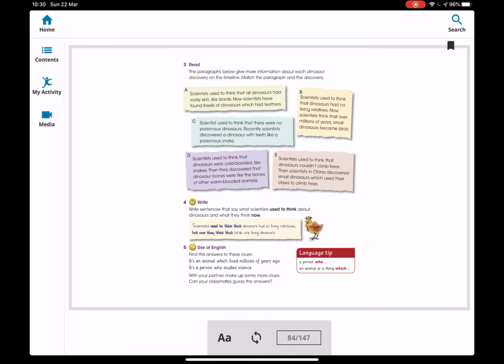Okay, let's have a look at number 4. Write sentences that say what scientists used to think about dinosaurs and what they think now. Okay, so look at the example next to the hen. Scientists used to think that dinosaurs had no living relatives, but now they think that birds are living dinosaurs.